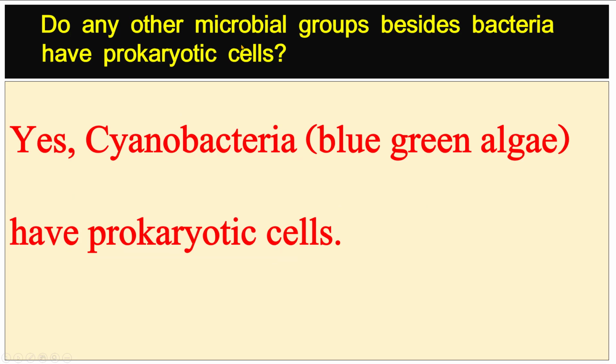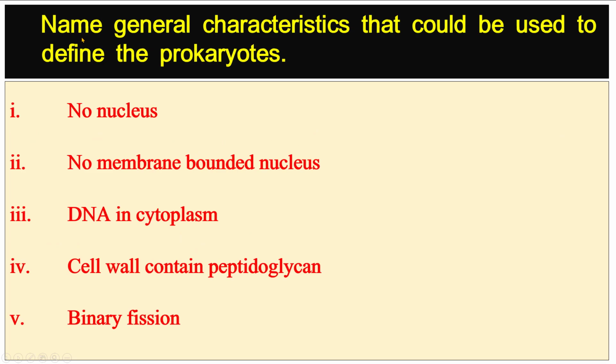Do any other microbial groups besides bacteria have prokaryotic cells? Yes. Cyanobacteria, blue-green algae, have prokaryotic cells. Name general characteristics that could be used to define the prokaryotes. Number 1. No nucleus. Number 2. No membrane-bounded nucleus. Number 3. DNA in cytoplasm. Number 4. Cell wall contains peptidoglycan. Number 5. Binary fission.